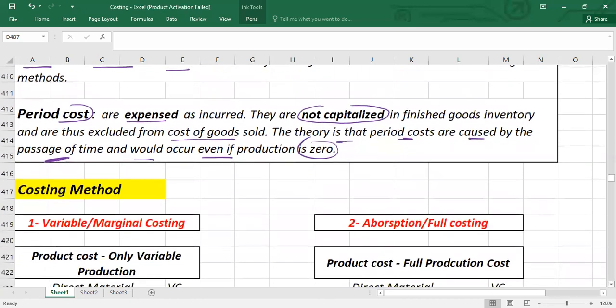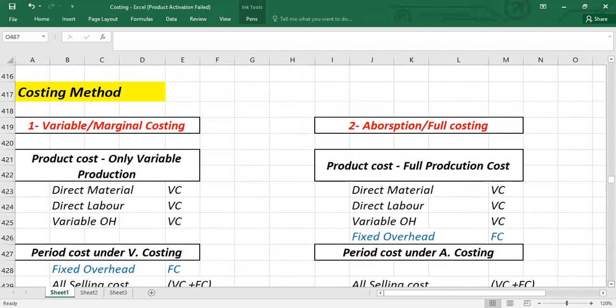And here we go with the costing method. It's just an introduction. I'm going to tell you first about variable costing, which is also called marginal costing. Then we have absorption costing, which we will cover in the next video. So today my focus is on variable costing. Under variable costing, we have to answer three questions, like what will be the product cost and what will be the period cost.